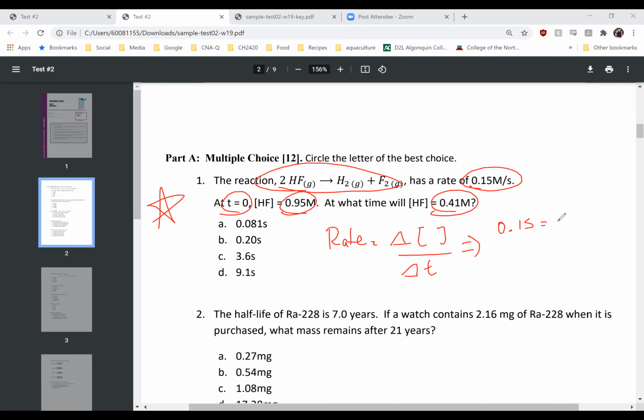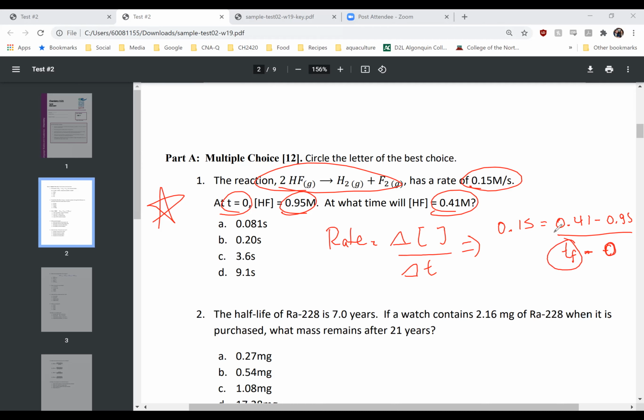Okay, so rate is change in concentration. So it's the final concentration minus the initial. 0.41 minus 0.95. That's a 9, not a G. And then it's T final minus T initial. So T final is what we're looking for. T initial we are given as 0. So T final is here minus T initial, which is 0. Okay, so now we just solve for this.